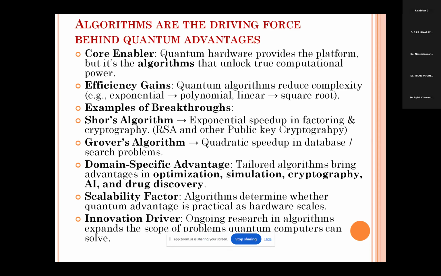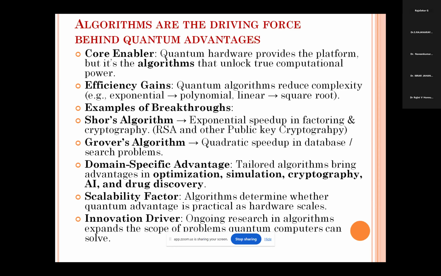Just think about this: whatever the calculations before, automatically at runtime the operations will be made on this combination of results to generate it. This core enabler unlocks the true computational power for generating the solutions. Then, efficiency gains: quantum algorithms reduce the complexity.